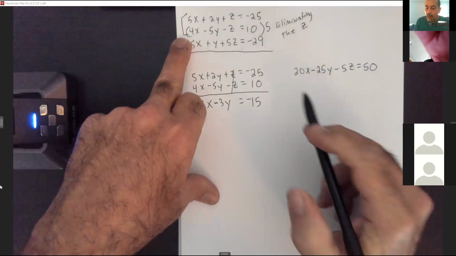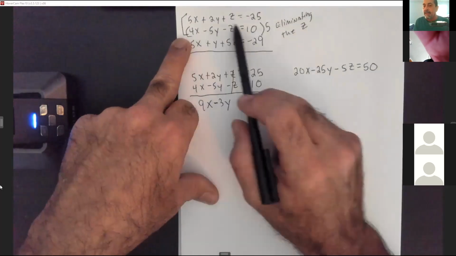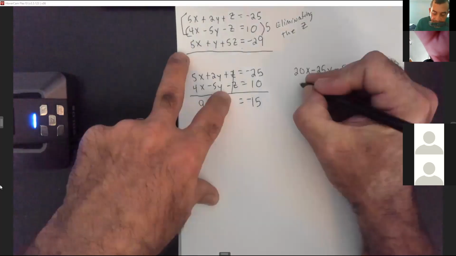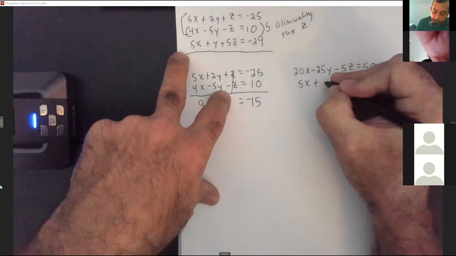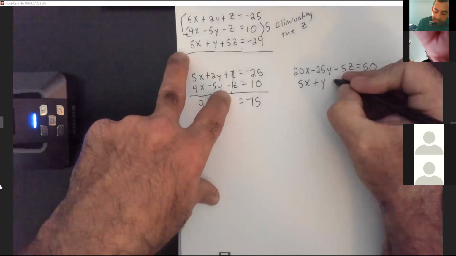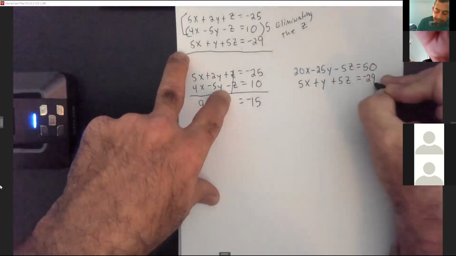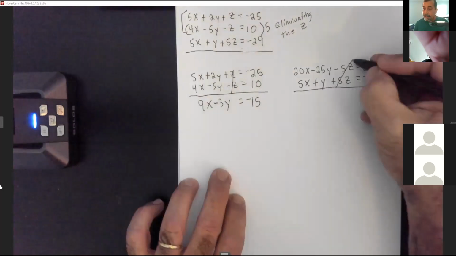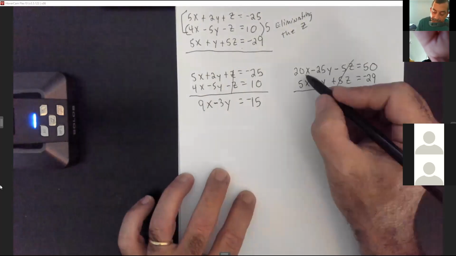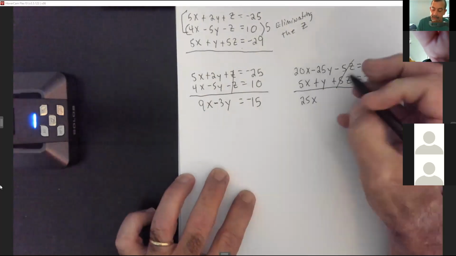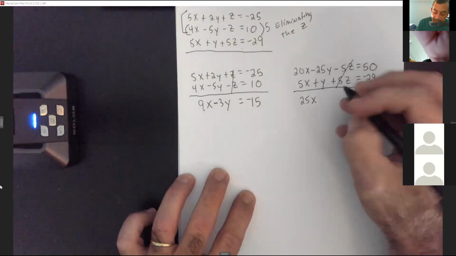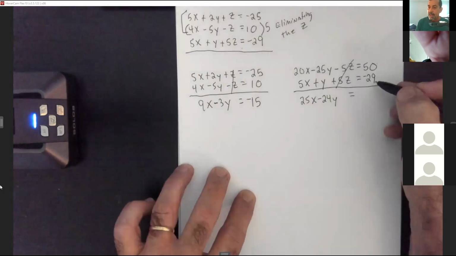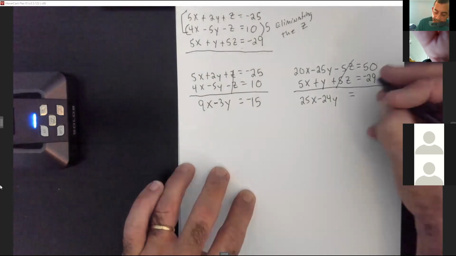So if you change one part of this equation, you've got to change everything. So now we bring down the other row we had to use, the 5x plus y plus 5z equals negative 29. When we add them together, we're going to get rid of the z's again. So let's see what we get. 20 and 5 is 25x. Negative 25 and 1 is a negative 24y. And then 50 minus 29 is what? 21.